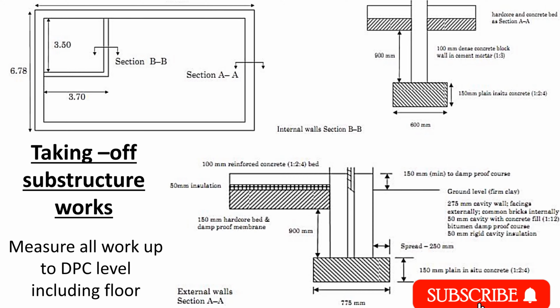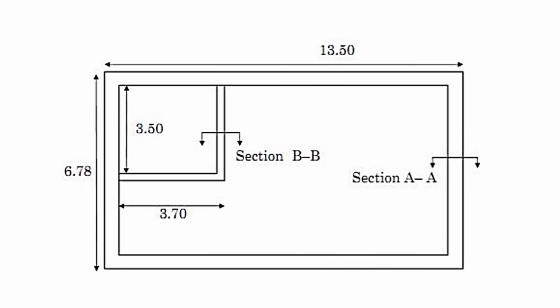So in our video, you can see on your screen, we are given the plan and the sections. The plan has an external length of 13.5 meters, and the width is 6.78 meters. The internal length and width is 3.7 and 3.5. We have section AA and section BB.